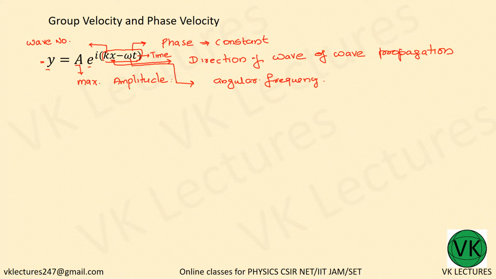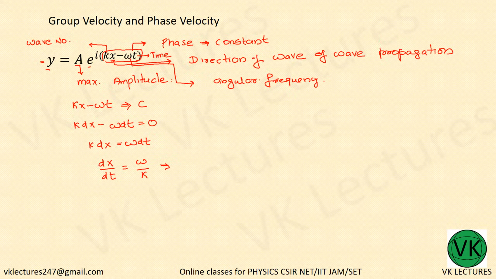Now in this equation, we know that the phase will remain constant as long as it is from a constant source. Now kx minus omega t is some constant c. Just taking the derivative, what we get is k dx minus omega dt equal to 0, and k dx is equal to omega dt, and dx by dt is nothing but omega by k, and this is nothing but velocity.